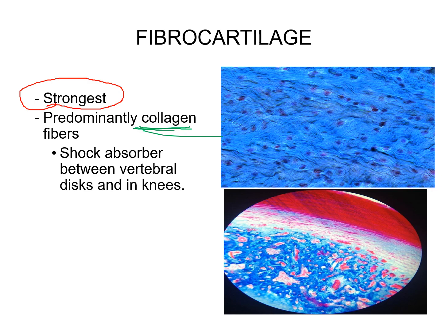Number 1 are the vertebral discs. So between all the bones in your spine, you have these really tough pillow cushions at the front of your spine.